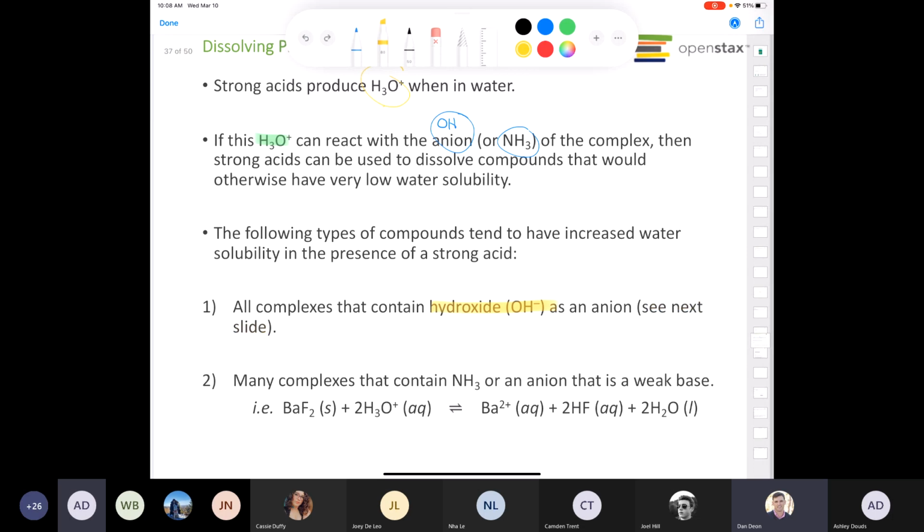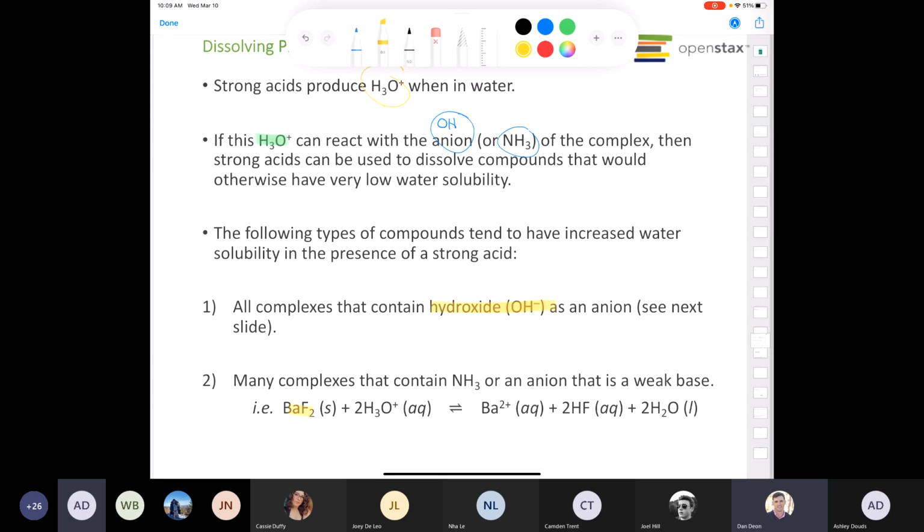So give me a second. We'll look at a good example of that. Also, what if you have an anion that's a weak base? Or what if you have an ion in a complex that's ammonia? Well, we already talked about ammonia. Ammonia can react with acid. Everybody knows that. But what if you have barium fluoride? This would make a really easy multiple choice question. If I said, which one of these ionic compounds is going to be more soluble in an acidic solution?